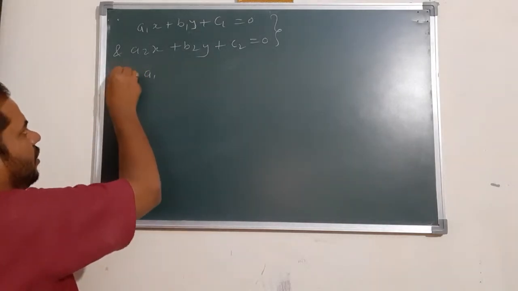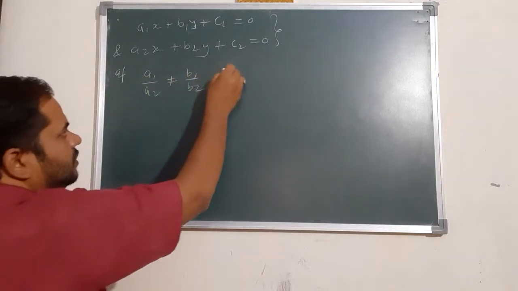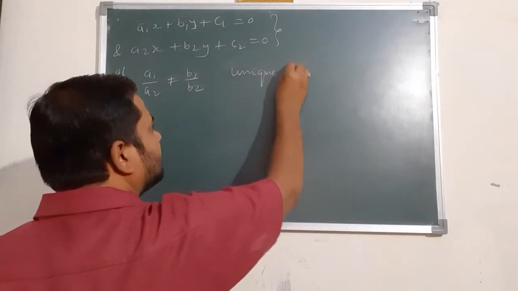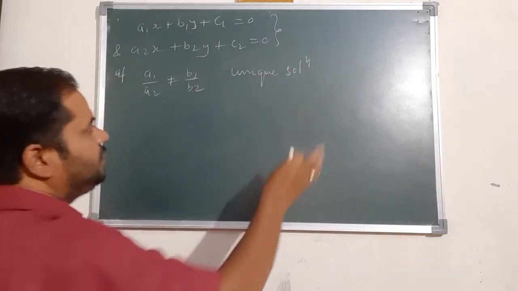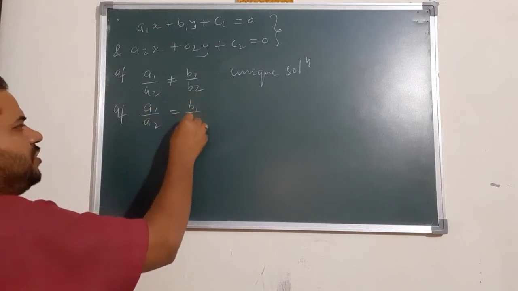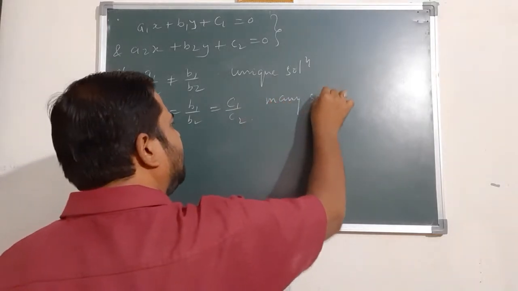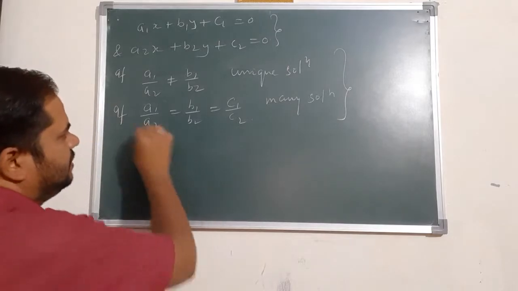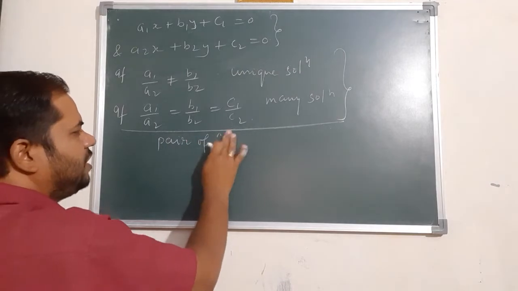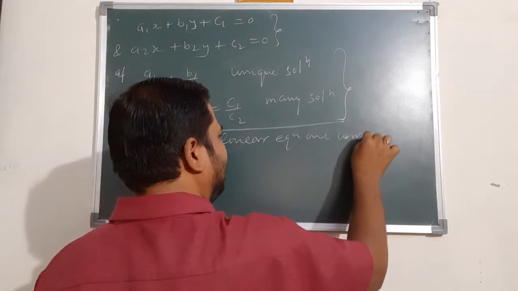So if a1 upon a2 does not equal b1 upon b2, this implies unique solution. That means pair of the linear equation have unique solution. And if a1 upon a2 is equal to b1 upon b2 is equal to c1 upon c2, in this case many solutions. In both cases we can say pair of linear equations are consistent.